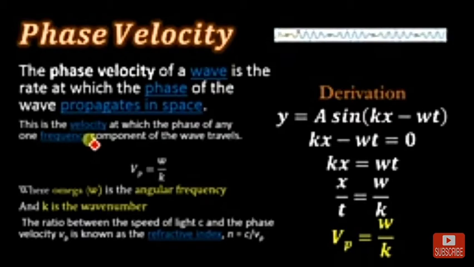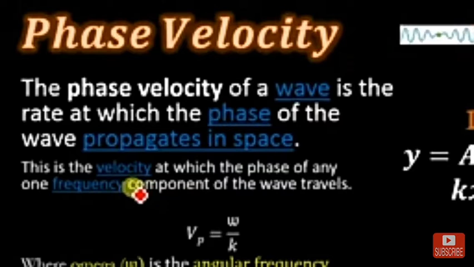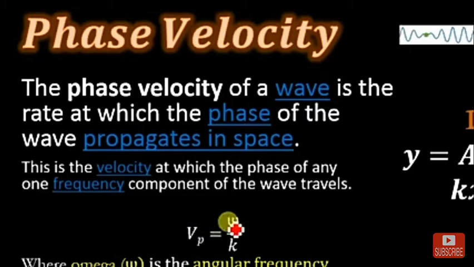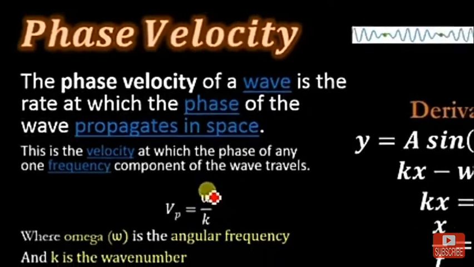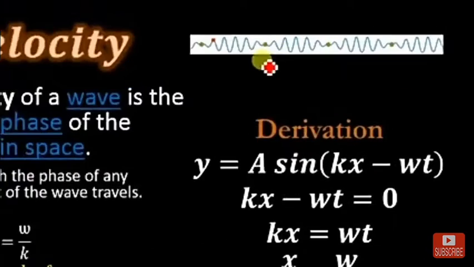Phase velocity. The phase velocity of a wave is the rate at which the phase of the wave propagates in space. This is the velocity at which the phase of any one frequency component of the wave travels. The phase velocity Vp is equal to omega by k, where omega is the angular frequency and k is the wave number.